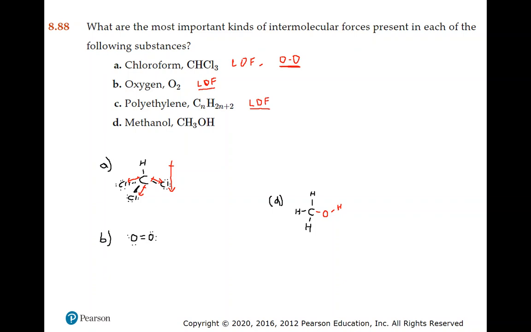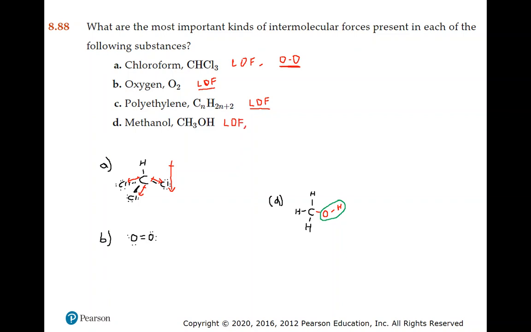And then finally for methanol, we have CH3OH. And the important thing about methanol is that it has a hydrogen that is attached directly to an oxygen. And when that's the case, that means that we can have hydrogen bonding interactions between 2 methanol molecules. So methanol, like all substances, will have London dispersion forces.